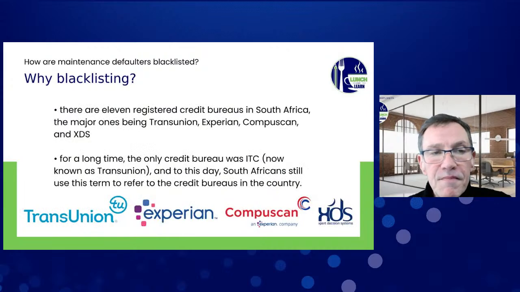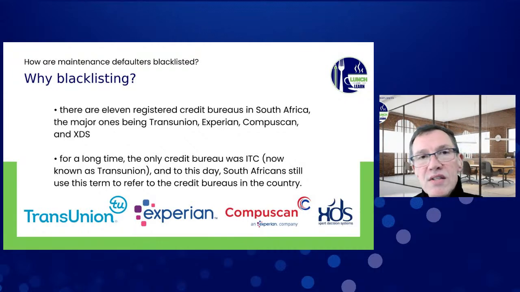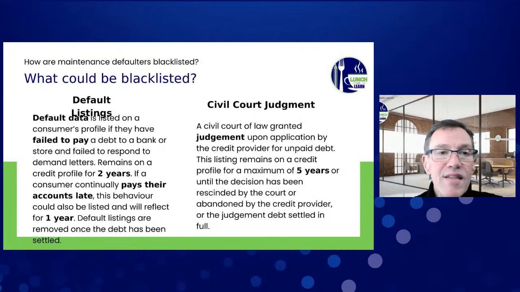At this stage in South Africa, there are 11 credit bureaus registered. Some of the major ones, the biggest ones, obviously TransUnion, Experian, CompuScan, and XDS. Now, right in the beginning, initially, they started off with ITC, which nowadays we call the TransUnion ITC. And up until today, we refer to any form of credit report as an ITC report. But actually, it could be done by any of the 11 credit bureaus that are registered in South Africa.